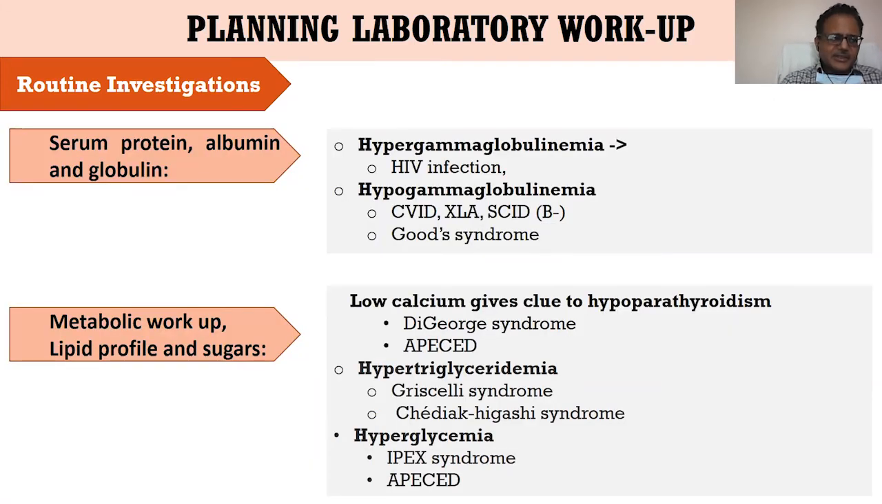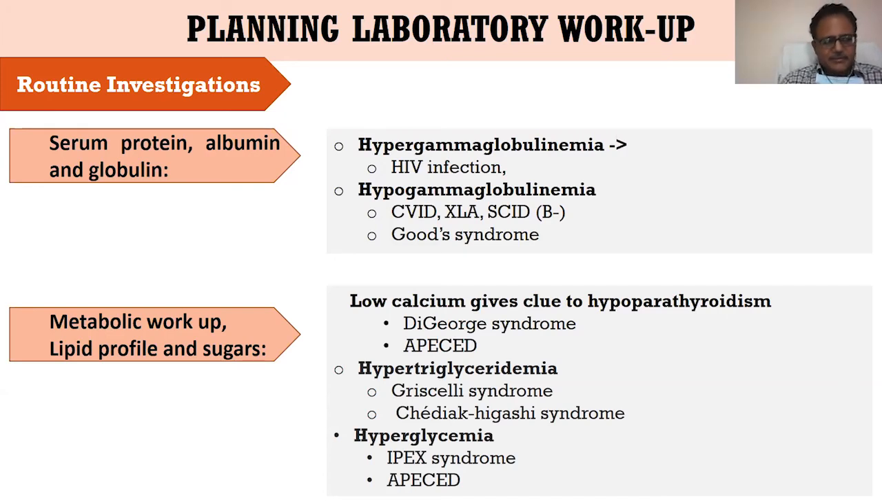Then coming to another simple blood investigation, do serum protein, albumin, and globulin. If there is hypergammaglobulinemia, it suggests that either the person has a chronic infection or chronic inflammation. But if there is hypogammaglobulinemia, then probably it is a primary B cell defect or a combined defect: CVID, common variable immunodeficiency, X-linked agammaglobulinemia, or severe combined immunodeficiency, or a phenocopy disorder like Good syndrome.